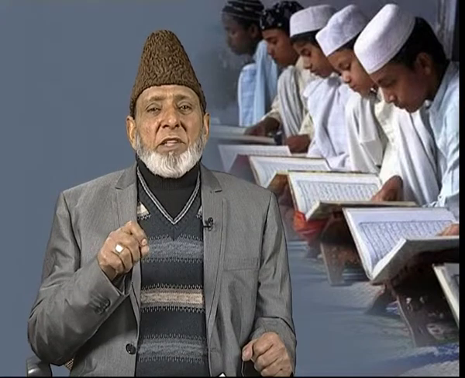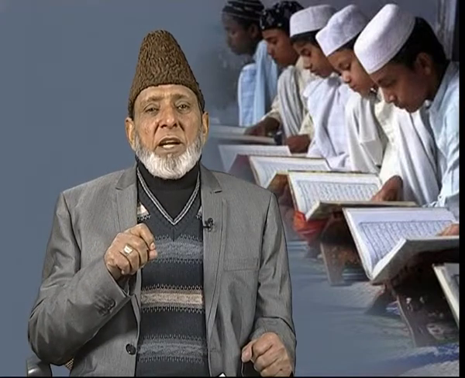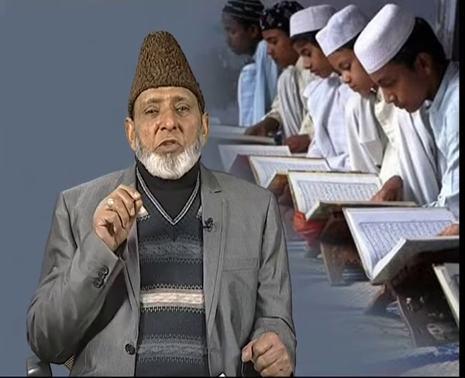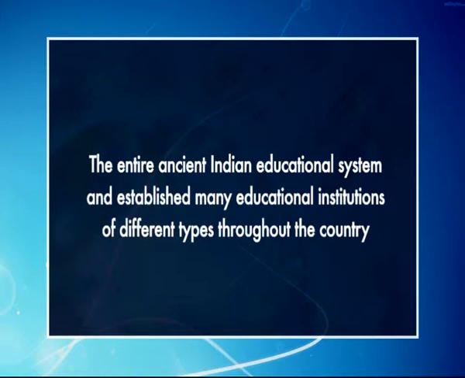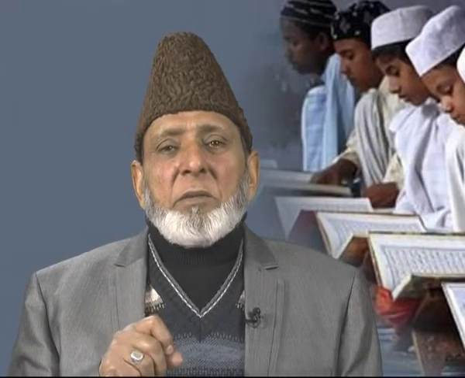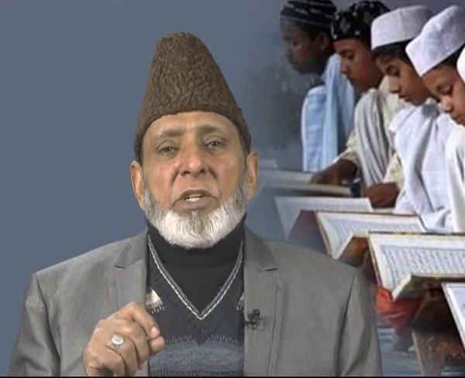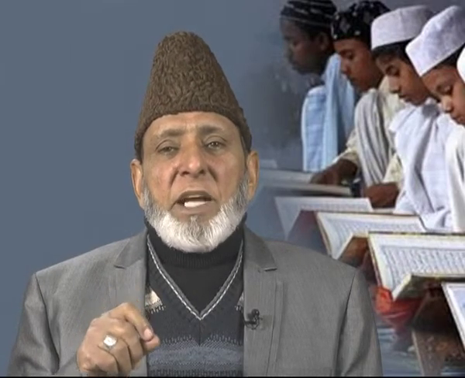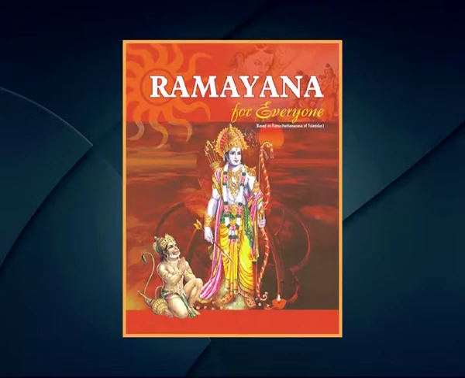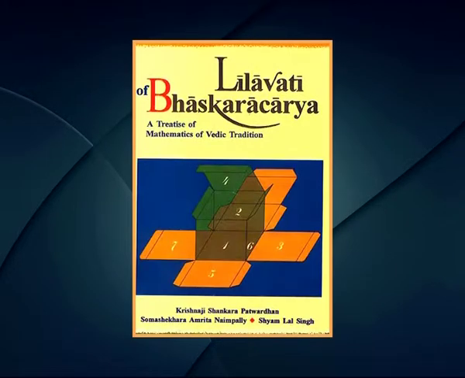Mughal rulers had a relatively greater interest in education, and hence it was in this period that education developed more adequately. They changed the entire ancient Indian educational system and established many educational institutions of different types throughout the country. Akbar particularly evinced deep interest in education, to the extent that he authorized translation of many important Indian texts like the Mahabharata, the Ramayana, the Atharva Veda and the Lilavati into Persian, besides doing a commendable job in spreading education.